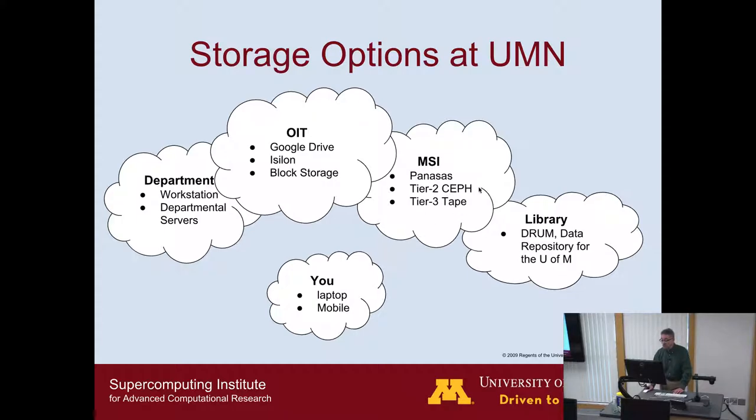Then at MSI, we have our own kinds of storage: our home directories, Tier 2 storage, which is an object-oriented, Ceph-based storage that I'll talk about, and then Tier 3 storage, which is the tape archive. And then also the library has its own kind of drum storage for its archival storage. And then, of course, you have your own desktop or laptop with its own file systems, where you interplay with any of these.